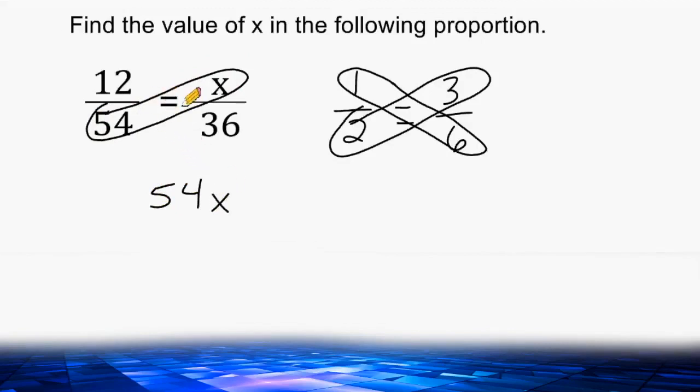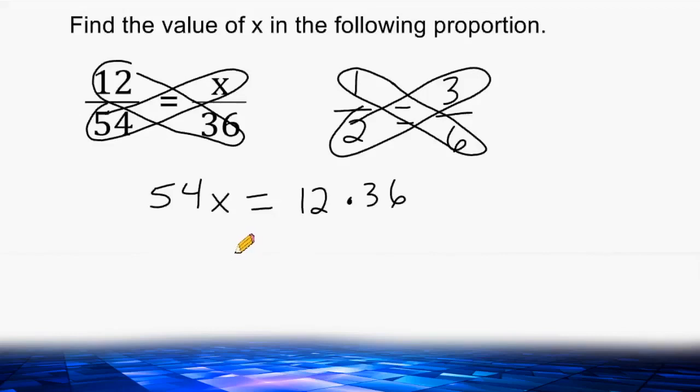And because these two rates are equivalent to each other, we know that this product will be equal to this product, or 12 times 36. So let me just write 12 times 36. Now we have an equation, and this equation states that the product of 54 and x is equivalent to the product of 12 and 36. So this is really just a statement saying that the cross products are equivalent to each other.